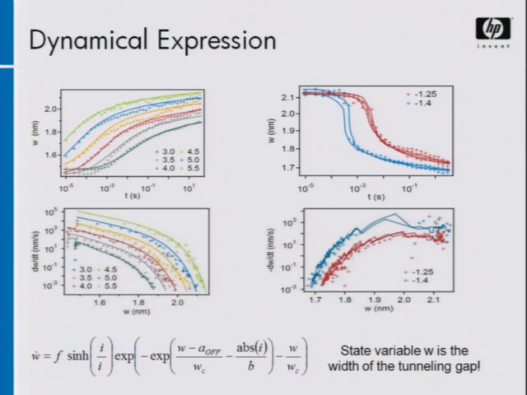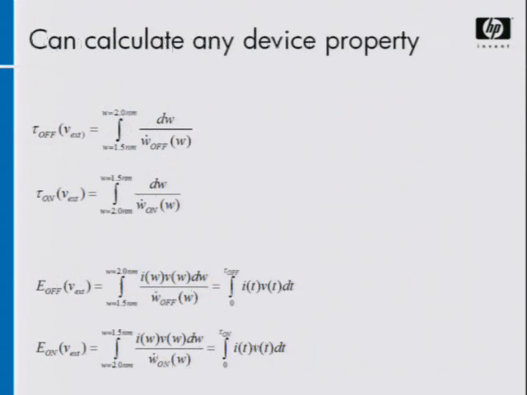So here, now that we've got W dot, as I say, you can calculate any property that you want. You've got W dot, and so you can calculate the off-switching time, as long as you put appropriate voltages. You can calculate what the switching energy is. You can calculate what the state lifetime is.